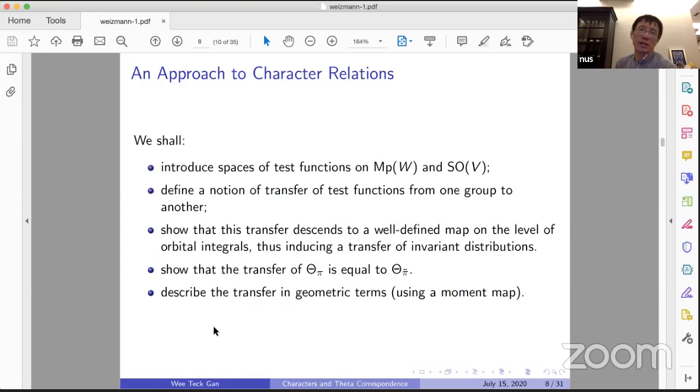So the last thing I want to talk about is to describe this transfer in geometric terms, which morally speaking means giving formulas for it. So that is the plan for the rest of the talk. Maybe it's the time to stop and ask if anyone has any quick questions before I go on.